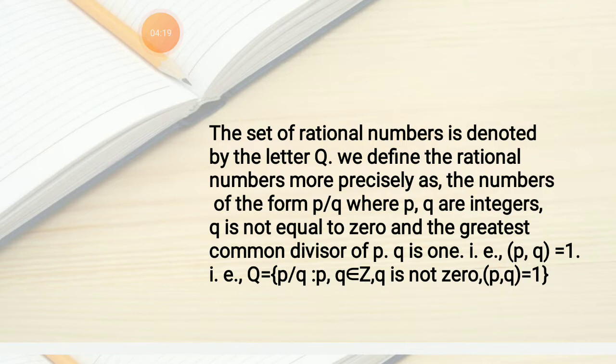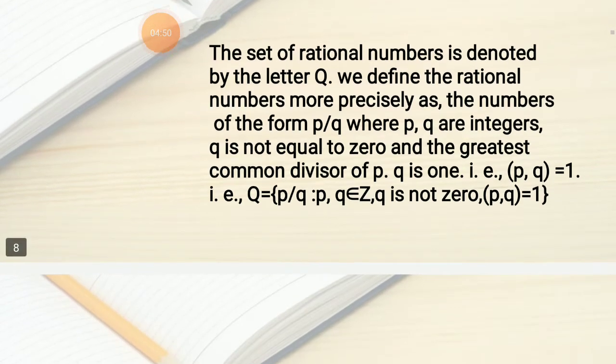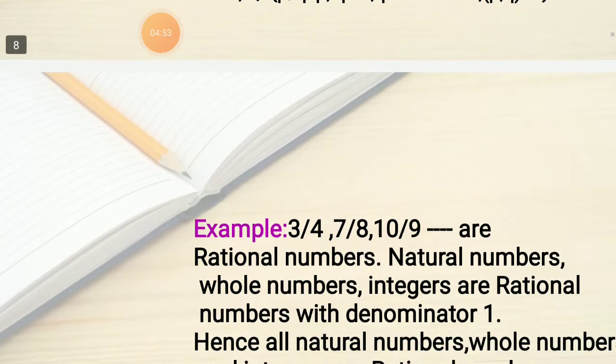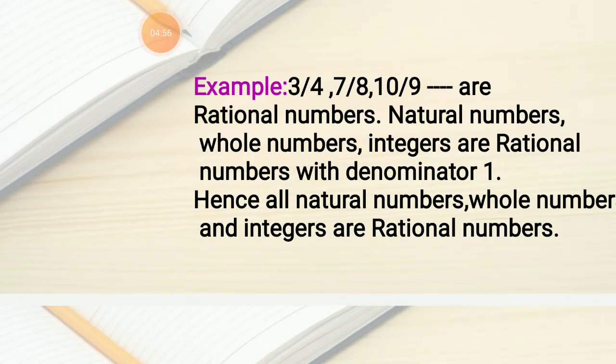Because when you consider the rational number 5 by 10, the GCD of 5 and 10 is 5, but when you simplify 5 by 10 you will get 1 by 2. The GCD of 1 and 2 is 1. So rational numbers are those in the form of p by q, p, q are integers, q not equal to 0, and GCD of p, q is also 1, because whenever a rational number is given we take its simplified form. That is, Q is equal to p by q such that p, q belong to Z, q is not 0 and GCD of p, q equal to 1. Example: 3 by 4, 7 by 8, 10 by 9, and so on are rational numbers.